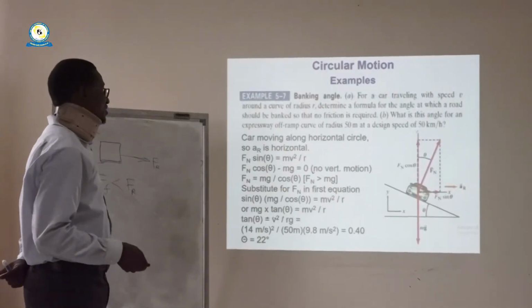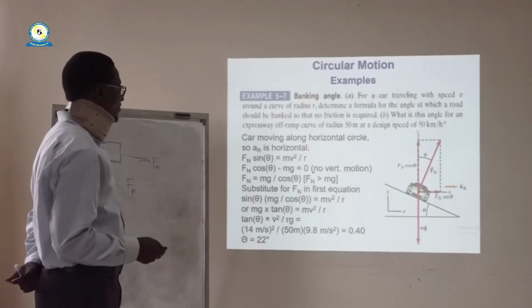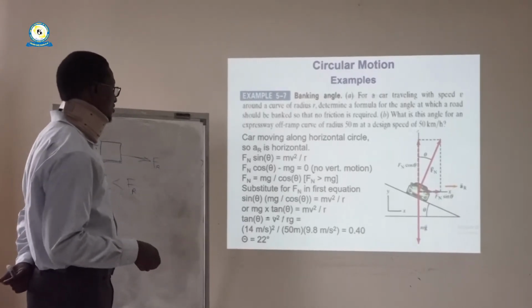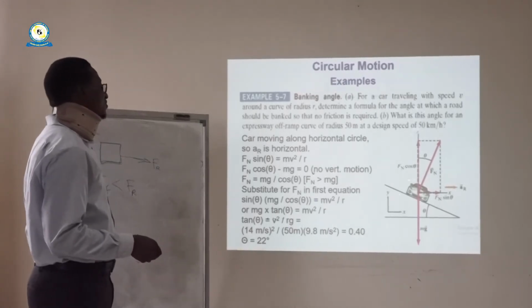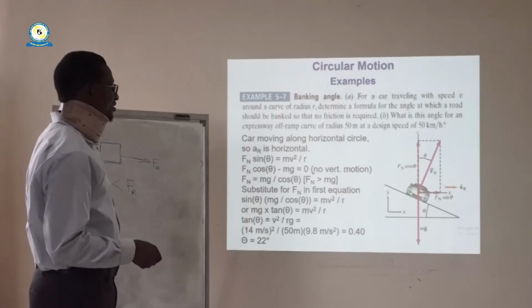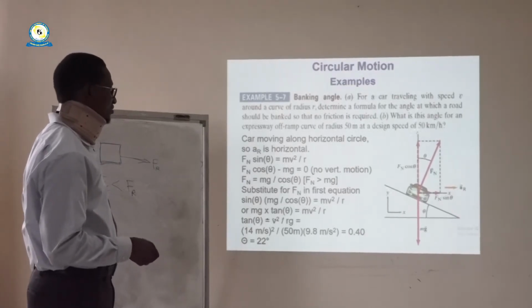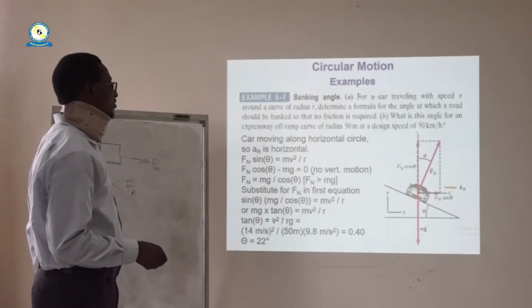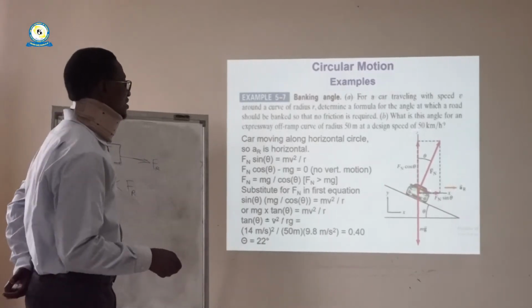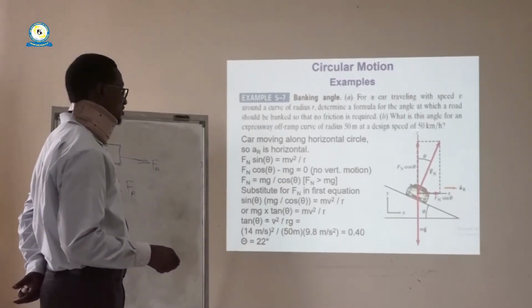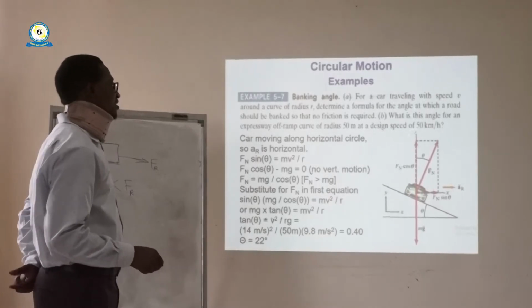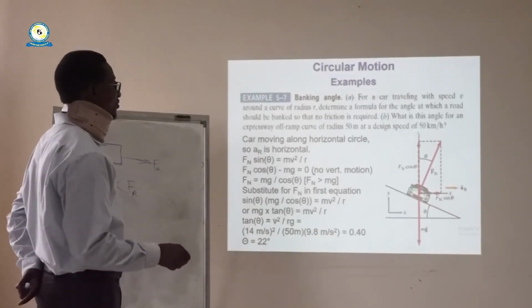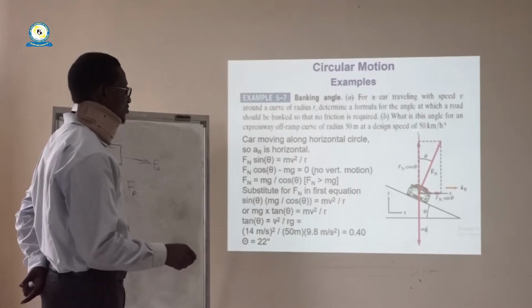Another example of skidding, of banking road. You can see a picture is like this. This is our road. It's like this, in a corner. And this is our car. Weight force is always down, straight like this. And we have normal force, Fn, this one.